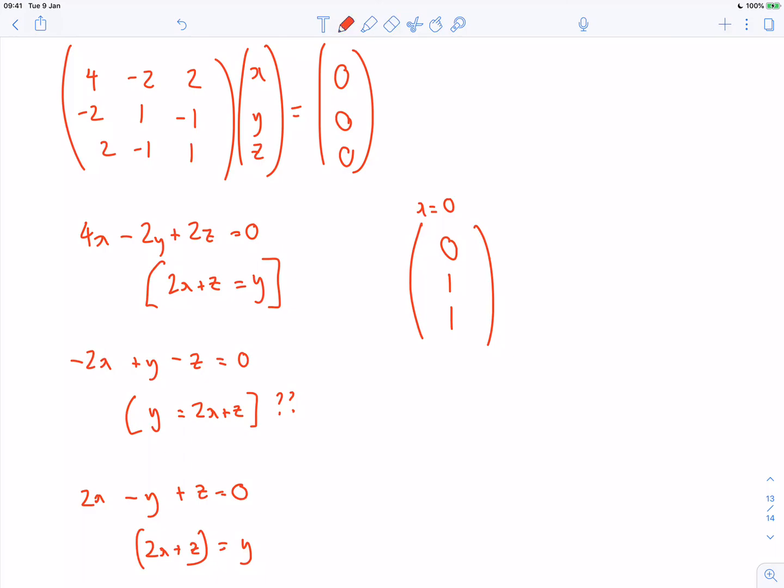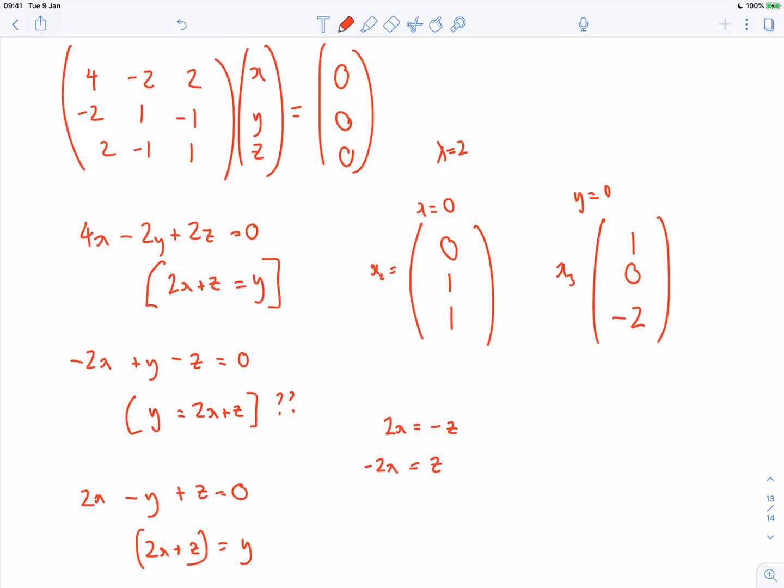Now, because it's repeated, so we'll call this x2, because this is repeated, I'm going to need another eigenvector from this. So let's now pick y equals to 0 and see what happens. Well, if y equals to 0, then actually 2x equals minus z, or rather z equals minus 2x. So as long as if I multiply x by minus 2 I get z, this will also be a valid eigenvector. So if I pick, say, x is 1, then z would have to be minus 2.